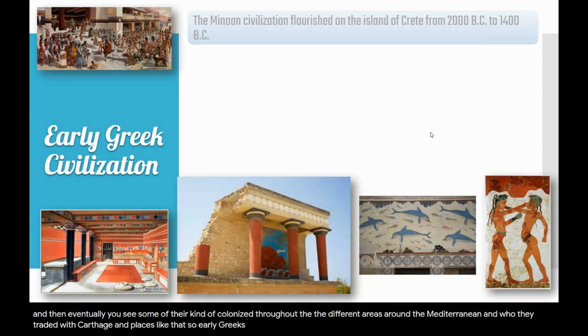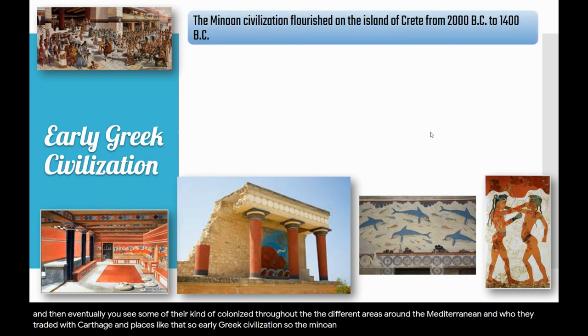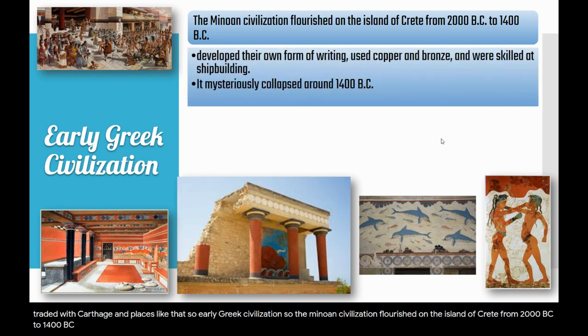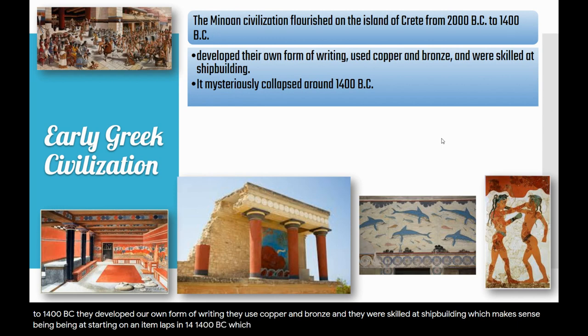So early Greek civilization. The Minoan civilization flourished on the island of Crete from 2000 BC to 1400 BC. They developed their own form of writing. They used copper and bronze, and they were skilled at shipbuilding, which makes sense, starting on an island. And then you had the mysterious collapse in 1400 BC, which kind of lends the rumor of lost civilizations and things like that.